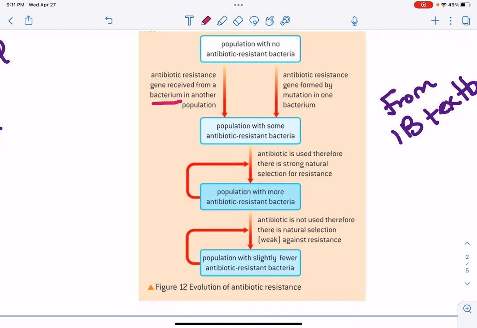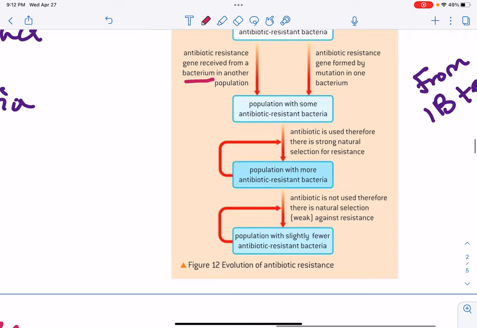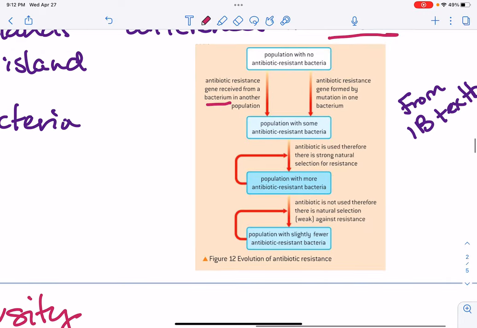And those that are resistant are going to survive and be able to reproduce. So there's going to end up being a population with more antibiotic resistant bacteria. Cool. So that's kind of the basics.